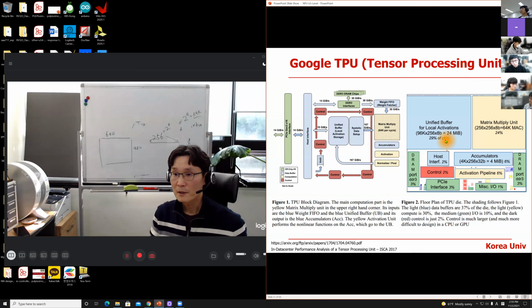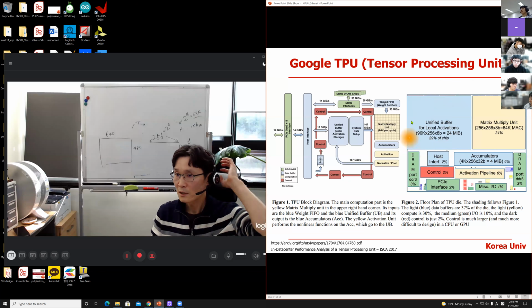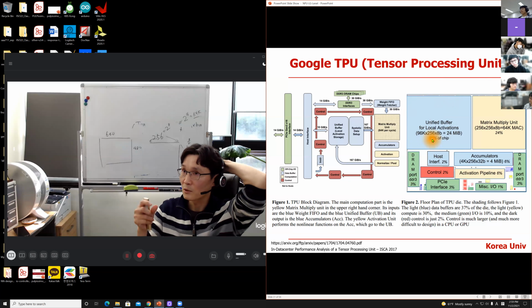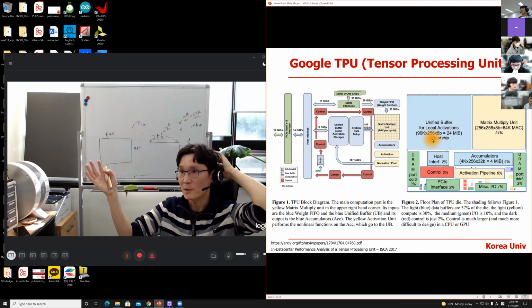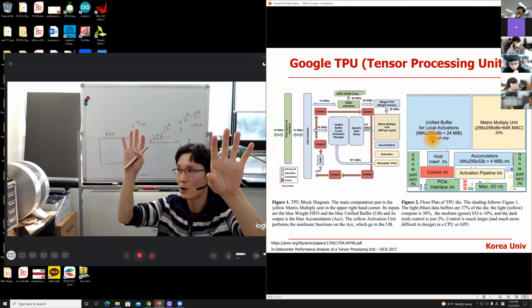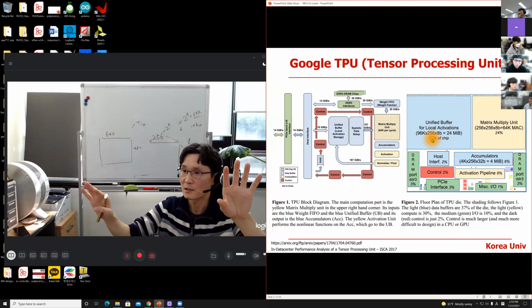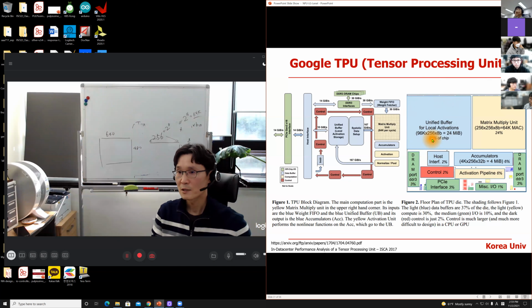And some buffer, a unified buffer, to store what? It stores activations: input activation, output activation, input image, and output processed image. Input activations, output activations. How big? 24 megabytes.